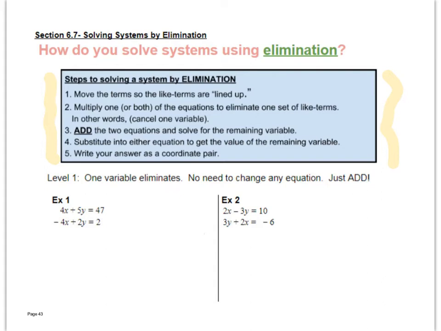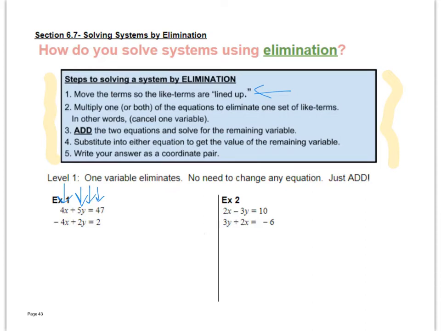But what it says is move the first step up here, move the terms so the like terms are all lined up. Now this first one's already done it for you. What I mean by that, look at this column right here. The 4x and the negative 4x, they're lined up from both equations. In this column right here, the 5y and the 2y, those are like terms, they're lined up. The 47 and the 2, the plain old constant terms, the numbers, they're all lined up. Now, this part is the most important. The equal signs are also lined up.